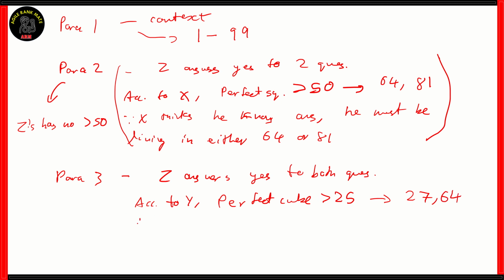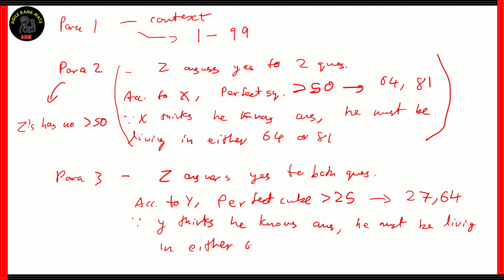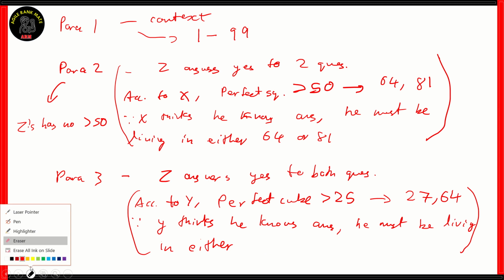Now, since Y thinks he knows the answer, we must assume that he must be living in either 64 or 81. So he must be living in either 64 or 27, actually, not 81, because 81 was X's guess. Here we're looking at Y's guess, so that would be 27 or 64.